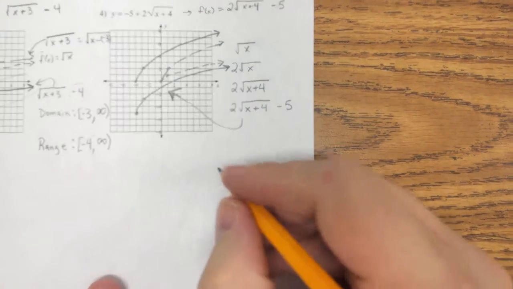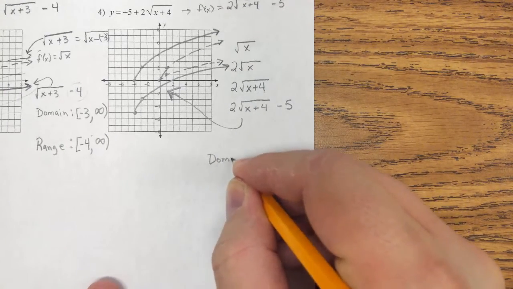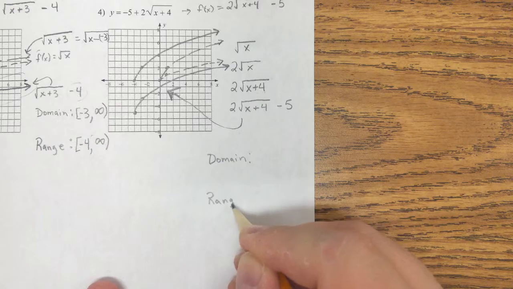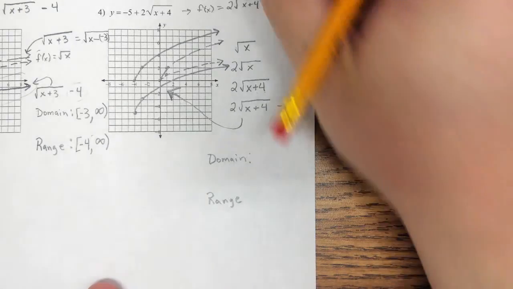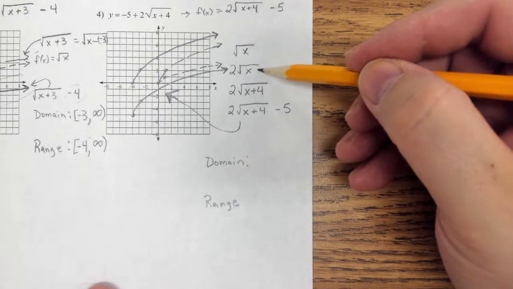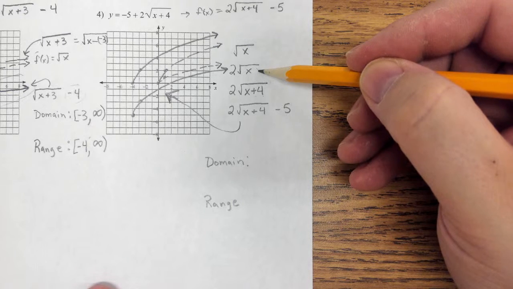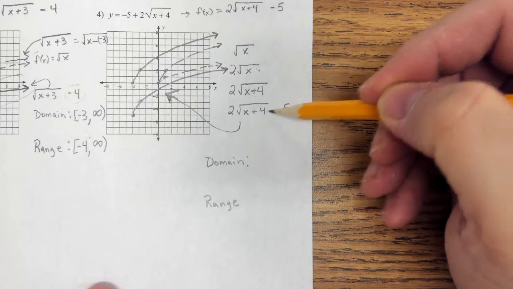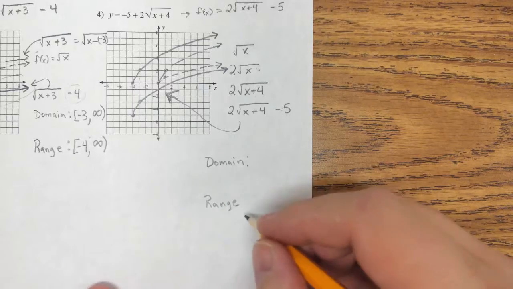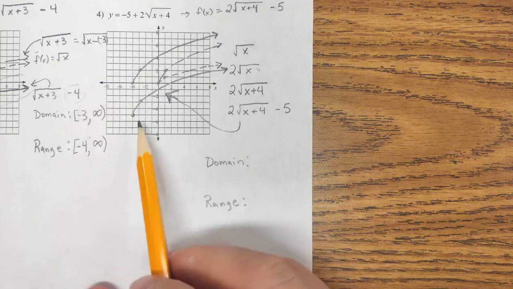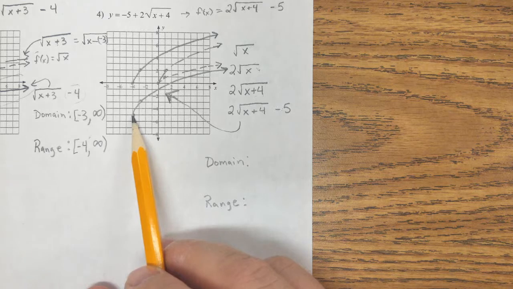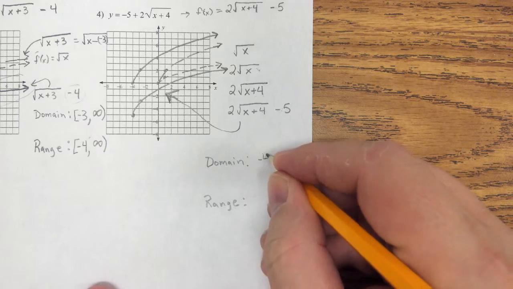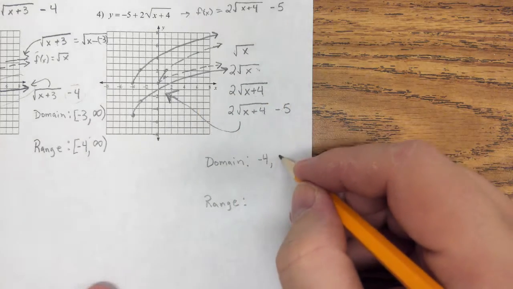Last one. Domain and range for the last one. So this dilation doesn't really affect the domain or range at all. It's really the translations that is what is affecting your domain and range. So the domain now on this one, where did it start at? Here's our function, right here, and it starts at negative 4 again, and it's going to infinity.